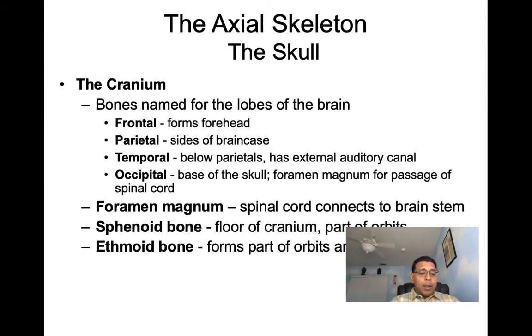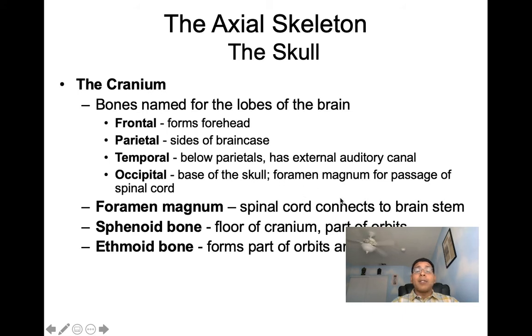Now, when we talk about the cranium, the major bones of the cranium have the same name as the lobes of the brain. So you've got the frontal lobe, the parietal lobe, the temporal lobe, and the occipital lobe. Now, when we talk bones, we'll see the frontal bone is going to form the forehead. The parietal bones are going to form the sides of our brain case. And the temporal bones are going to be found below the parietal bones. And they have the external auditory canal we're going to look at in relation to them. And then we've got our occipital bone, which we'll see is going to form the base of the skull.